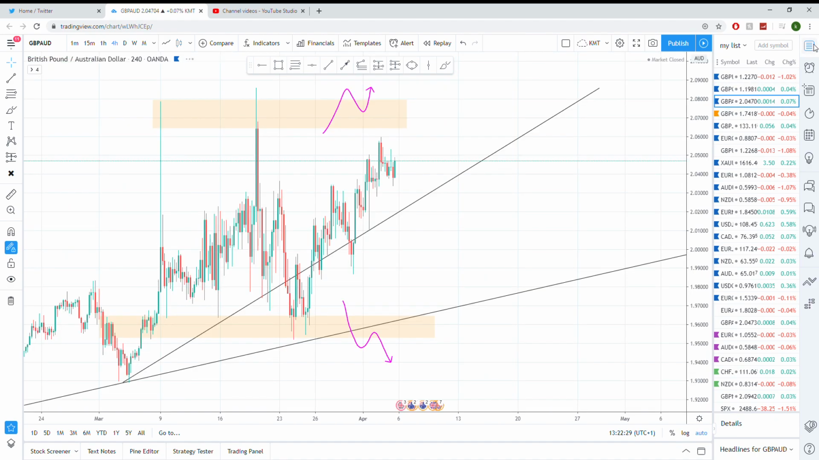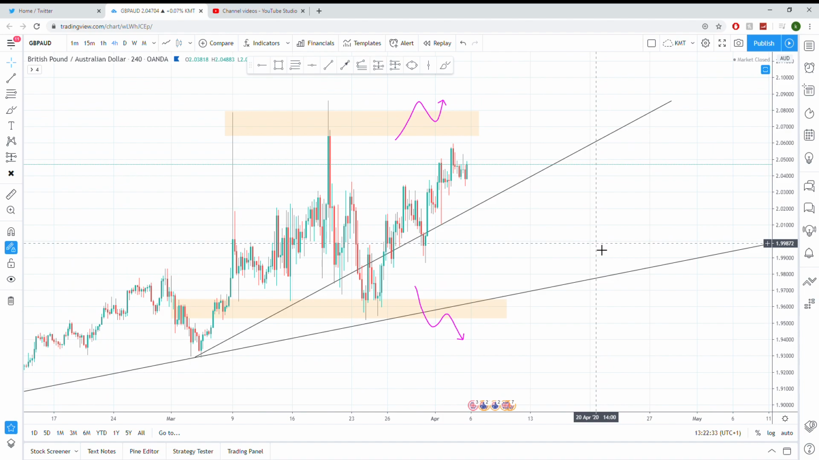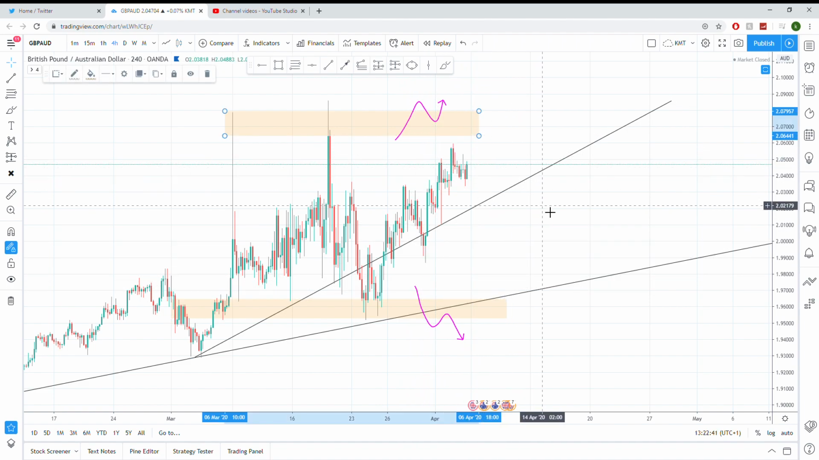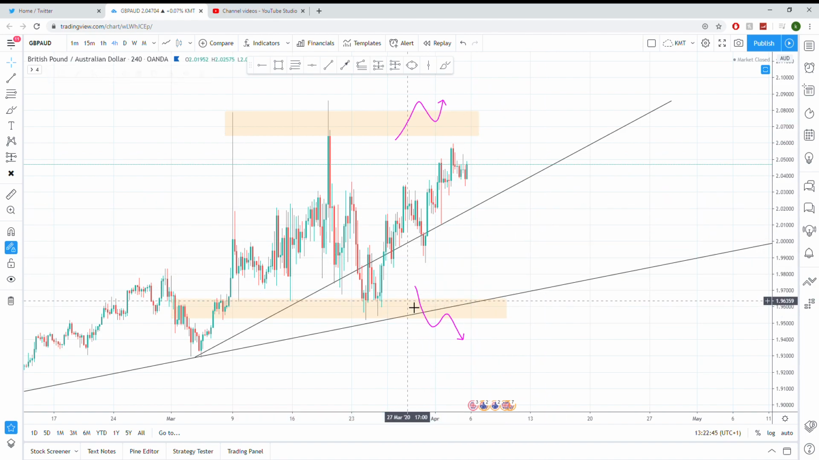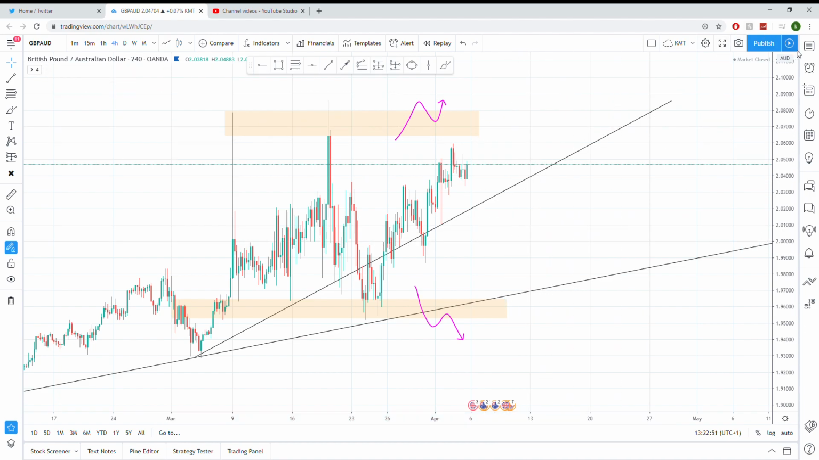Looking at GBPAUD, not too much here. Still the same price action as from last week. We are just waiting for a violation above this zone or this zone. So just to refresh here, it's at 2.06 to 2.07, and at the bottom, if we do go here, it's at 1.952 to 1.964. Okay, so we just have to stay patient with this. Again, this is a very choppy pair to watch.